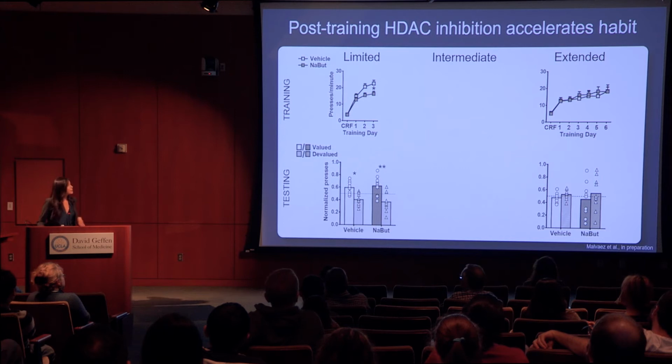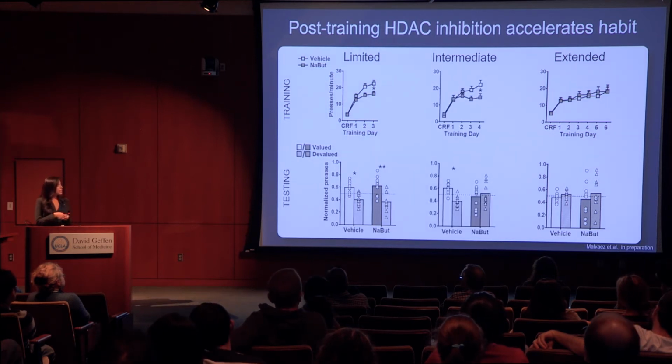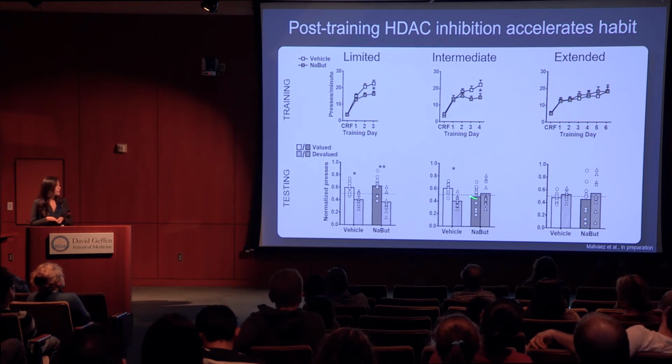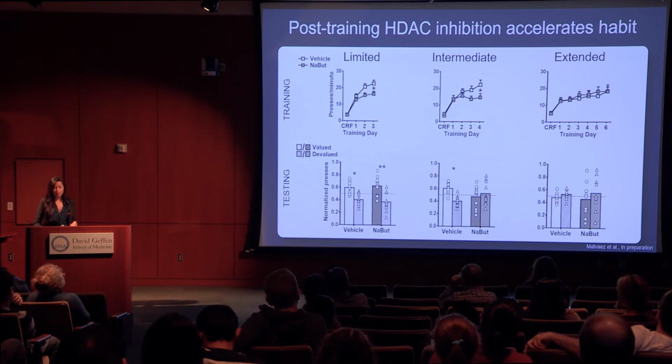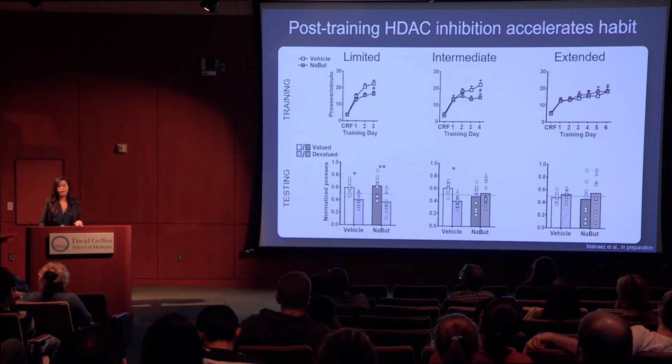But the really interesting part is with this intermediate training, at a point where the vehicle-treated animals are still goal-directed, those animals treated with the HDAC inhibitor are now showing insensitivity to outcome devaluation. And so this shows that HDAC inhibition is accelerating the rate at which animals transition to habitual control of behavior.